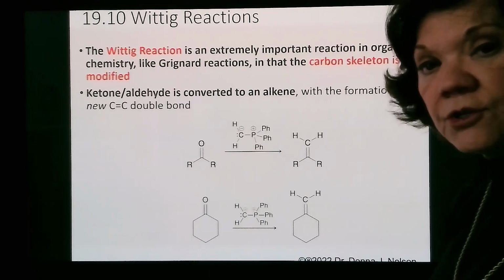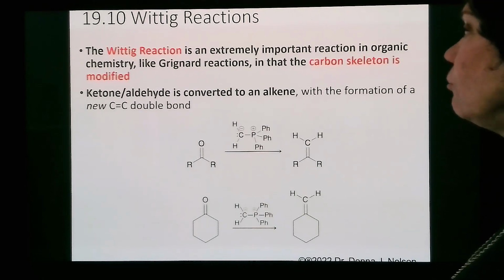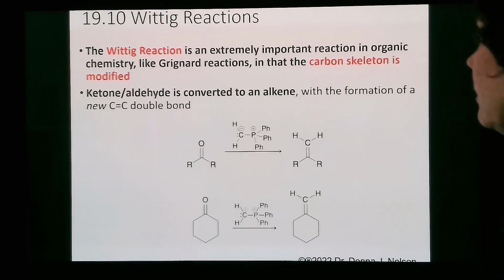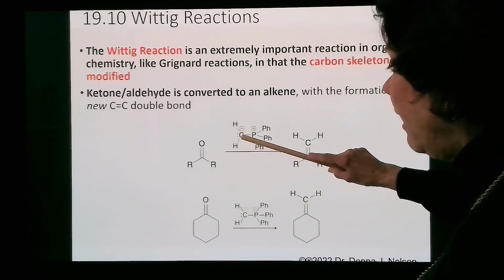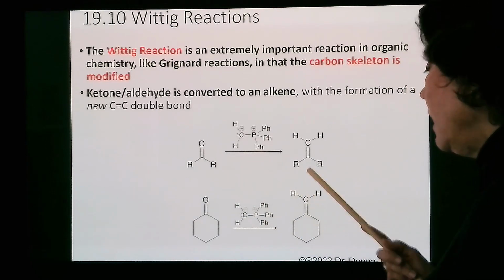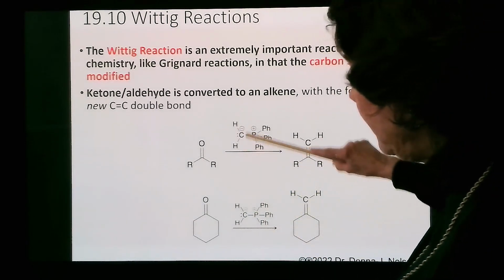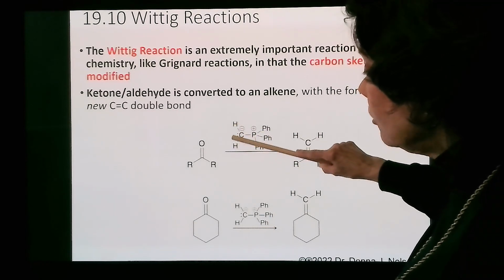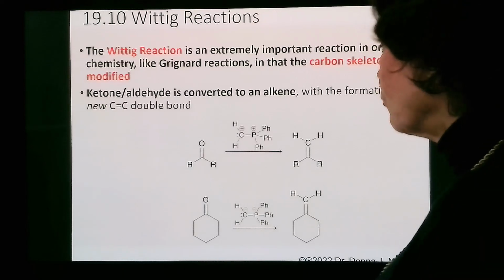Now, a different type of carbon-carbon bond formation is the Wittig reaction. It's an extremely important reaction. The carbon skeleton is modified. It is increased by differing numbers of carbons. It depends on how large the carbon chain is here on the reagent.